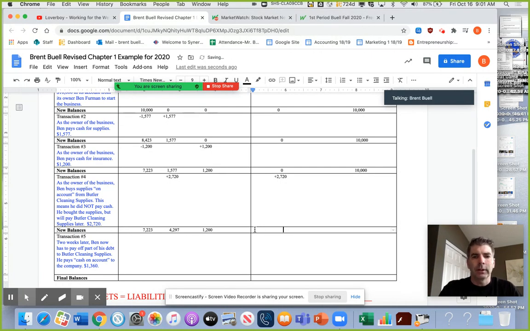And we owe Butler Cleaning Supplies some money. So we owe them $2,720. Okay, and then we have put in $10,000 of our own money. That hasn't changed since the first transaction.